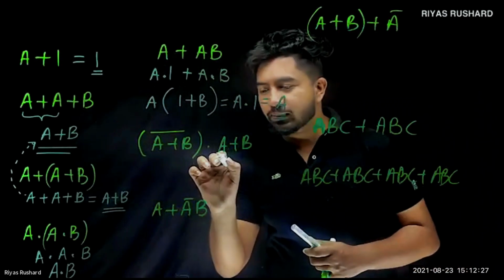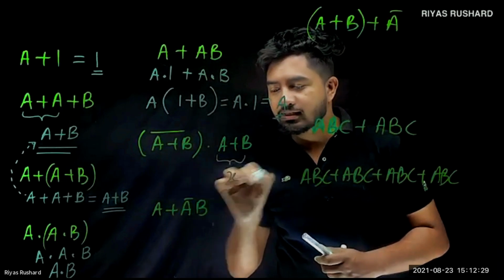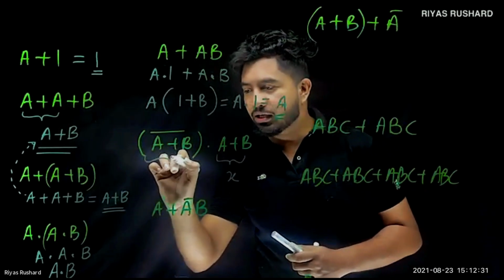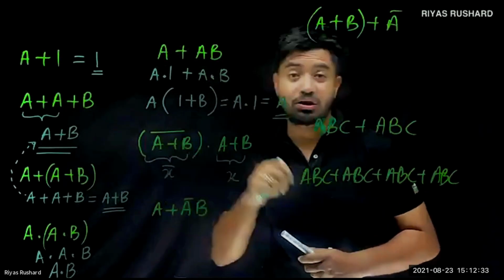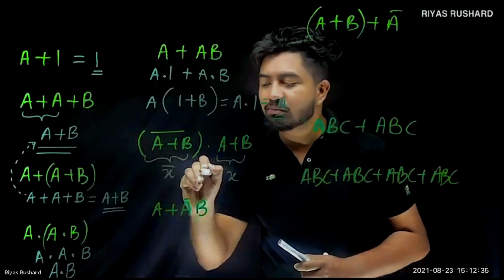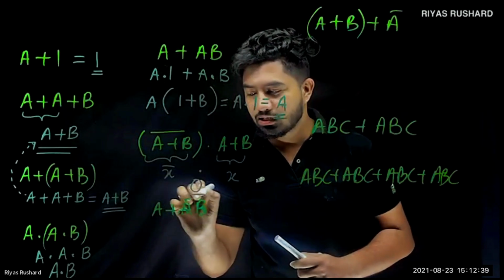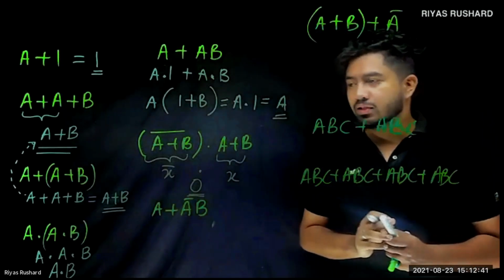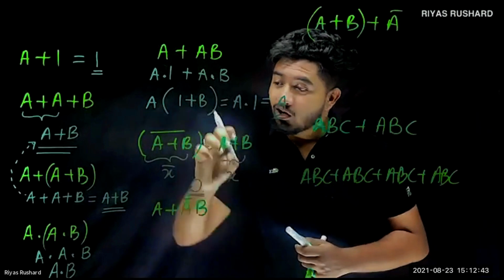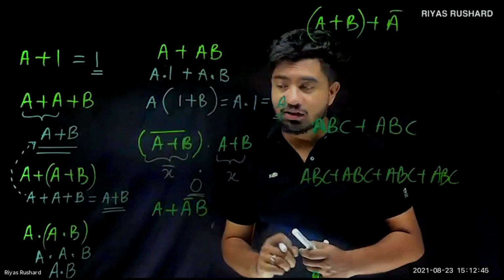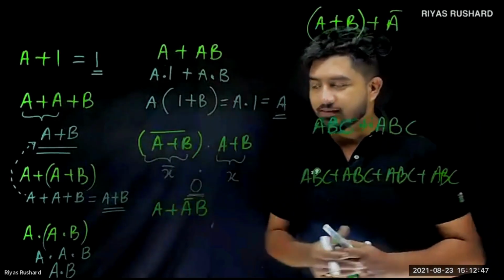If I express this as X, this will be X bar, the opposite of it. X dot X bar is 0. So the answer is 0. If I say this is X, this will be X bar, the opposite of it. So X bar dot X is 0.